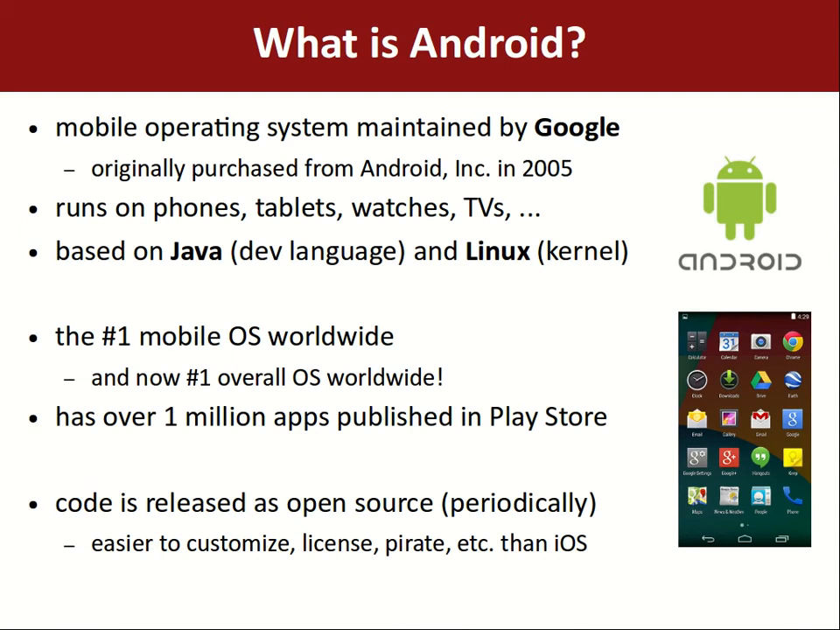Google didn't create Android at first. Another company made it, and Google bought them. But Google has run Android for many years now, and so that's their OS at this point. It runs on lots of different devices, right? Phones and tablets, I think, are the first 2 that come to mind. But now they have these watches called Android Wear.